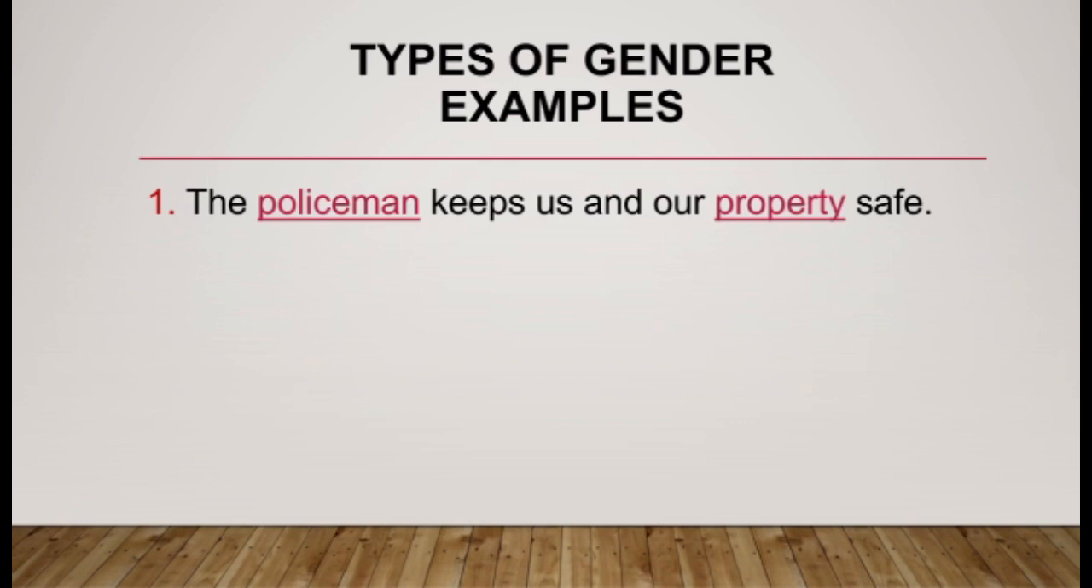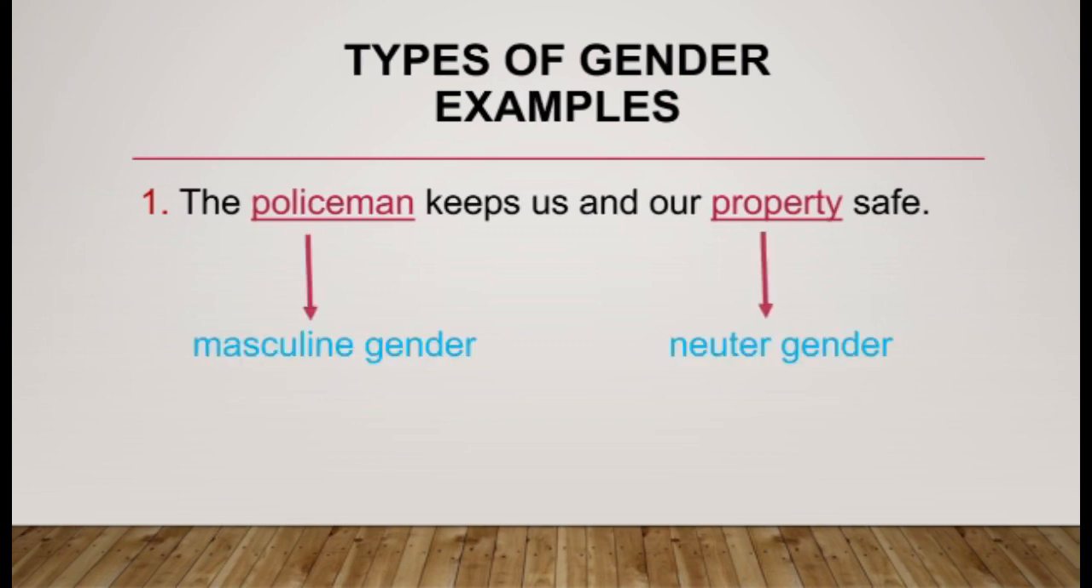The 2 nouns are policeman and property. Can you tell what gender is a policeman and what gender is property? Take your time and answer. Okay, let us see if you guessed it right. Policeman belongs to the masculine gender and property belongs to the neuter gender.